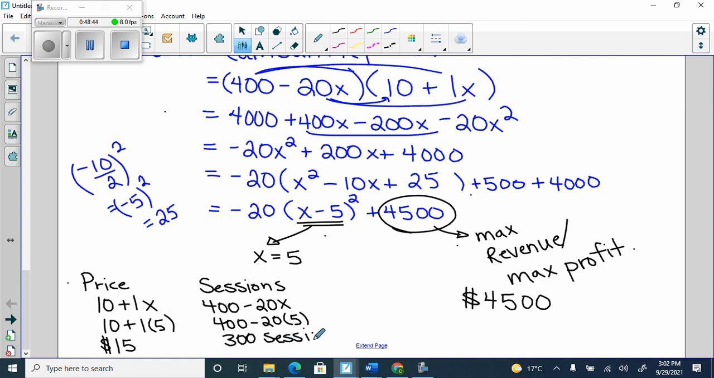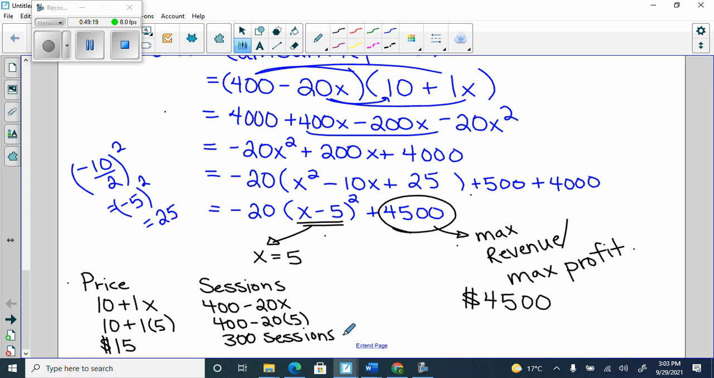So x actually doesn't immediately get you anything. X gets you the change that they did. The change of how many increases of dollars they did. Right? So now if I multiply those two together, if I multiply $15 per session, 15 times 300, what should I get? The max profit. Right? So if I have my price and I times the number of sessions, I should get the maximum profit. Do we agree? Does that make sense?